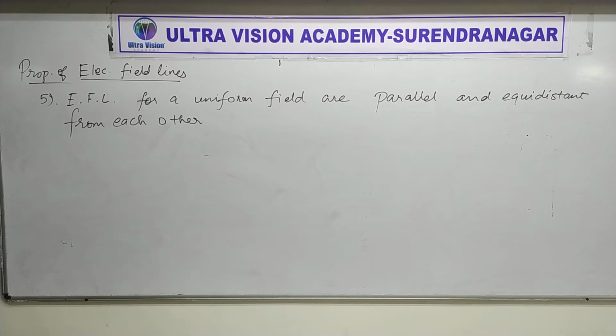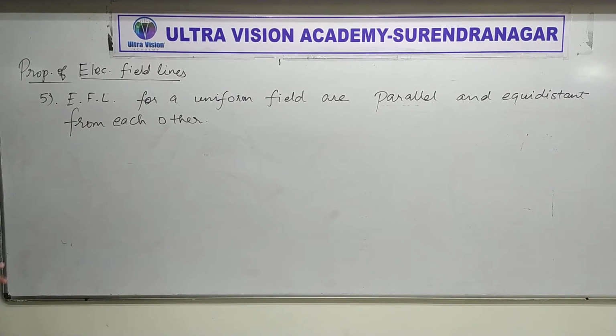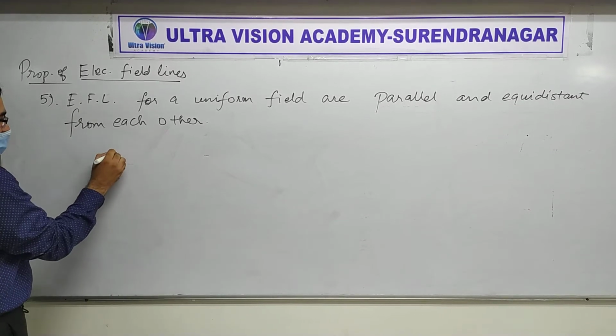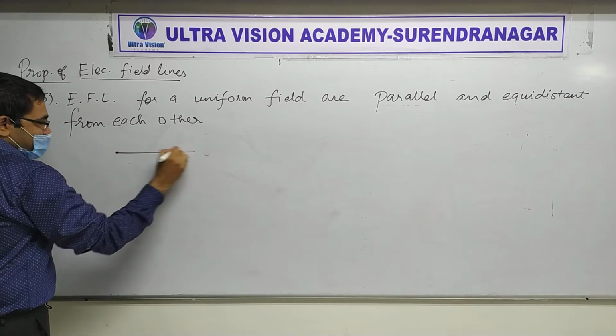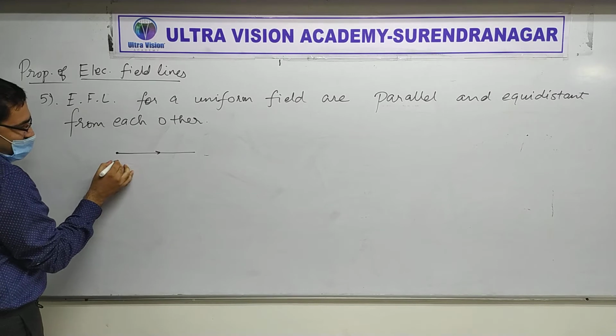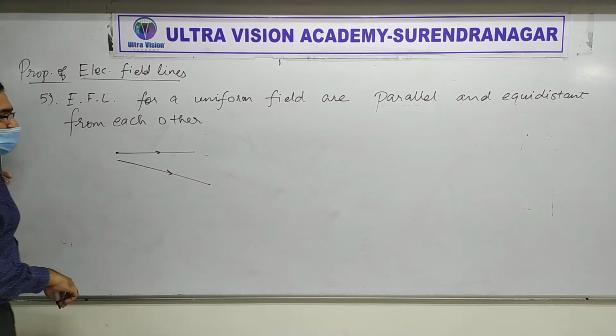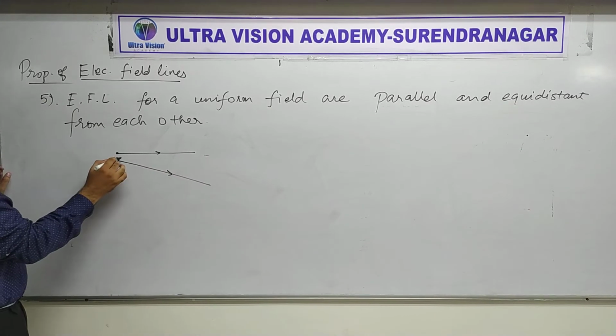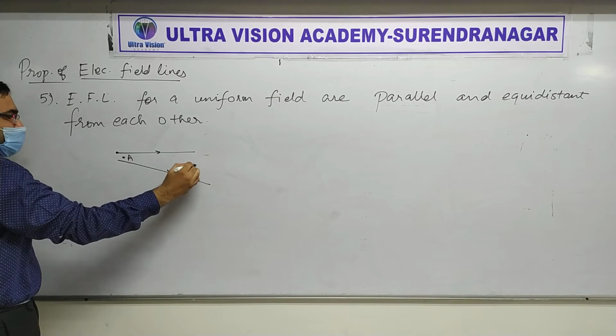So what does this mean? Why does it have to be like that only? Why can't it be anything else? Let's have a look. Suppose I draw one field line, let's say like this, and I draw another field line, let's say like this. I am giving you 2 points, one A, another B.